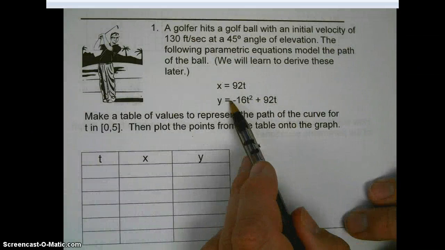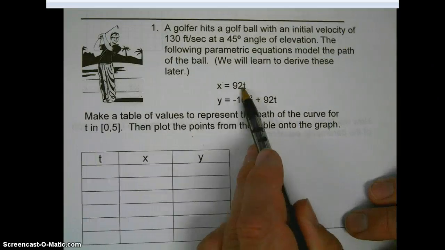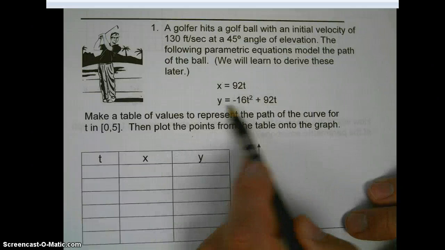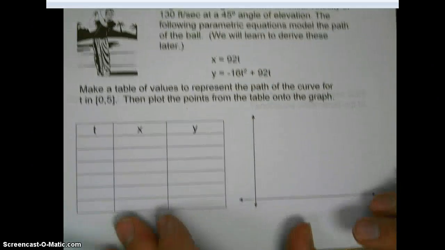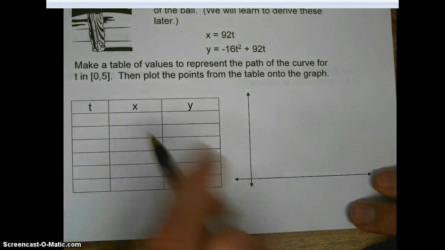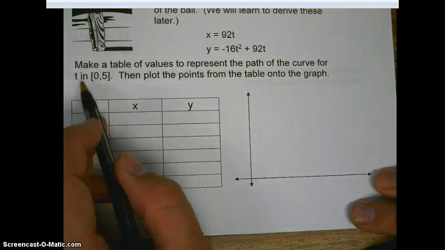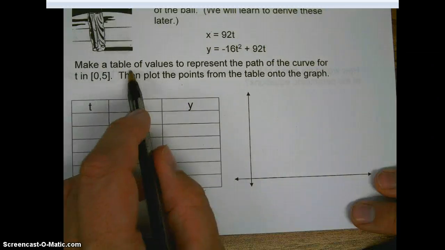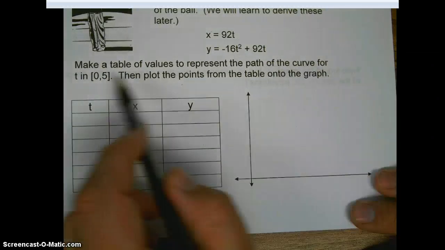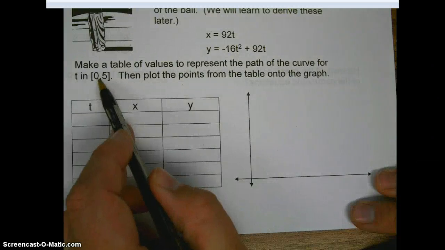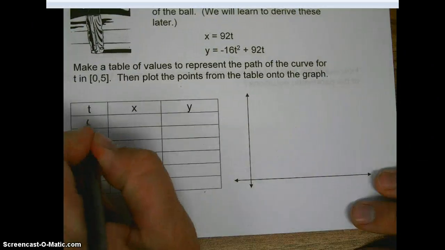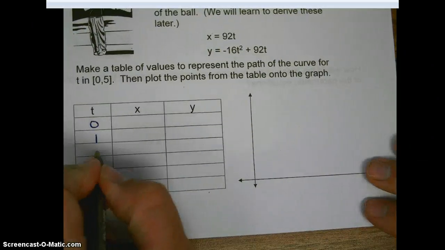Here we have our parametric equations. Notice our x is linear and our y is quadratic. So making a table of values. We are going to make a table to represent the path of the curve for t from 0 to 5.